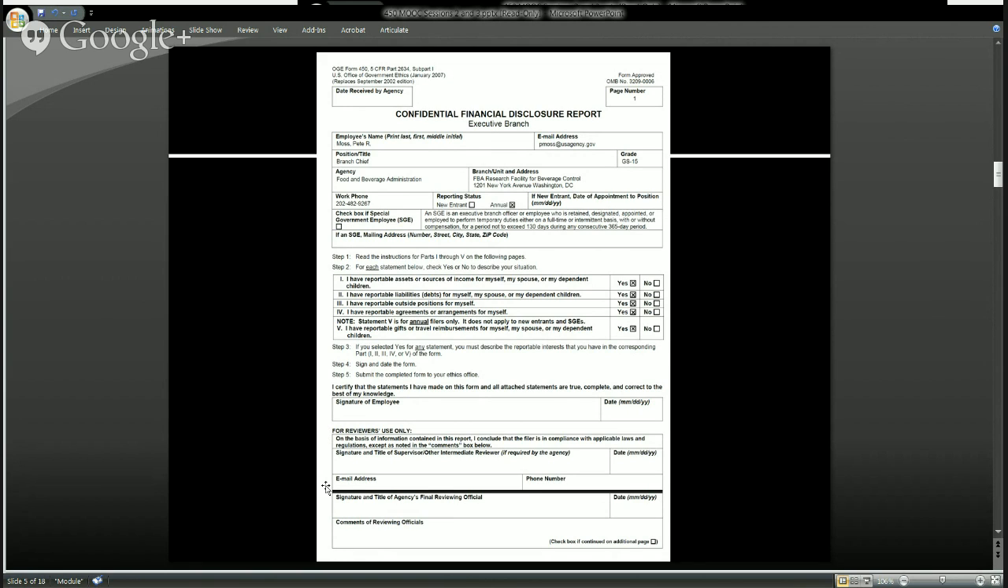We also see down here that there's a block for reviewers' use only. And as Cheryl mentioned on Monday, there are 2 places that you can sign. Some agencies use intermediate or supervisory review, so there is a location for their signature and contact information. And that's very important. So if you're relying upon supervisors or other intermediate reviewers to help you with the conflicts analysis, you need to be able to contact that person in case you have any questions. So that's why we ask for their email address and phone number. And then finally, we have the signature and title of agency final reviewing official, and any comments that you might have. If you have extra comments, you can tick the box and attach them. So aside from the signature and the lack of date received by agency, this report is looking pretty good so far.